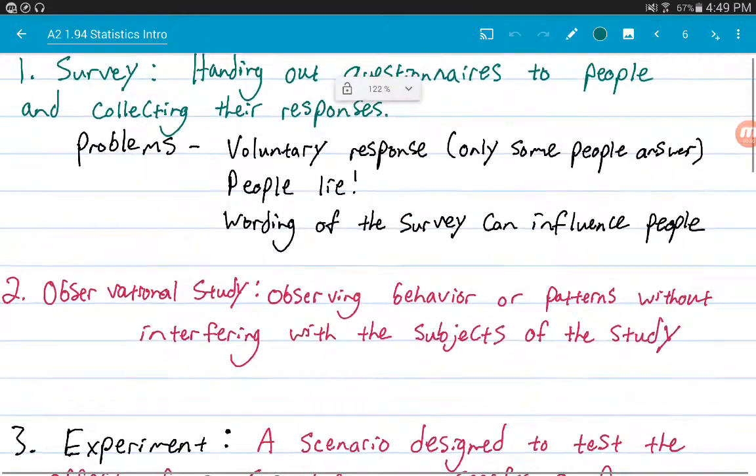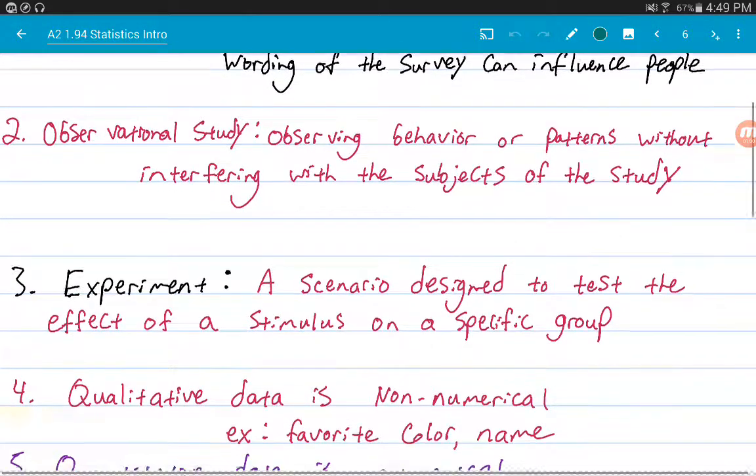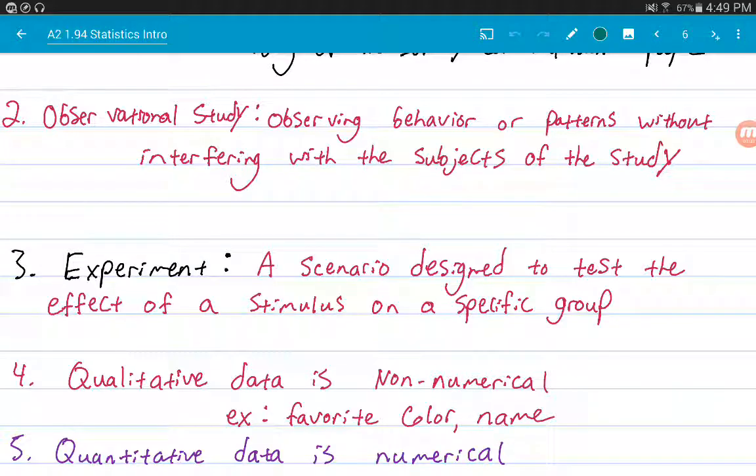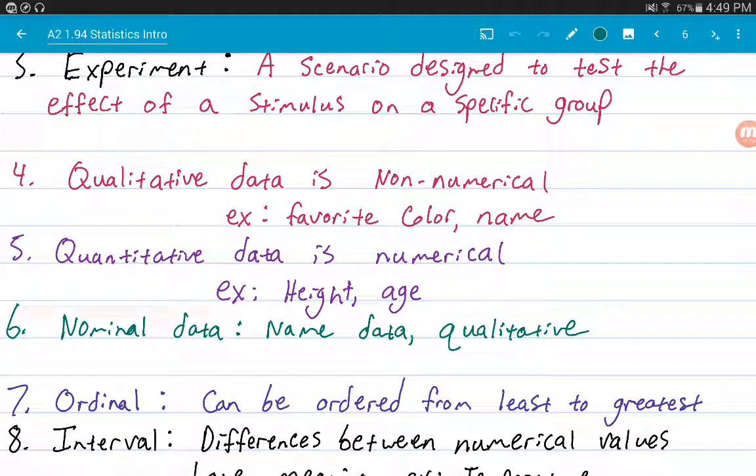An observational study is observing behavior or patterns without interfering with the subjects of the study. So like standing at the mall and counting how many people go into a certain store. That would be an observational study. An experiment is a scenario designed to test the effect of a stimulus on a specific group. So experiments happen in ways that are created, designed, so that we can isolate specific parts of the effect or result.